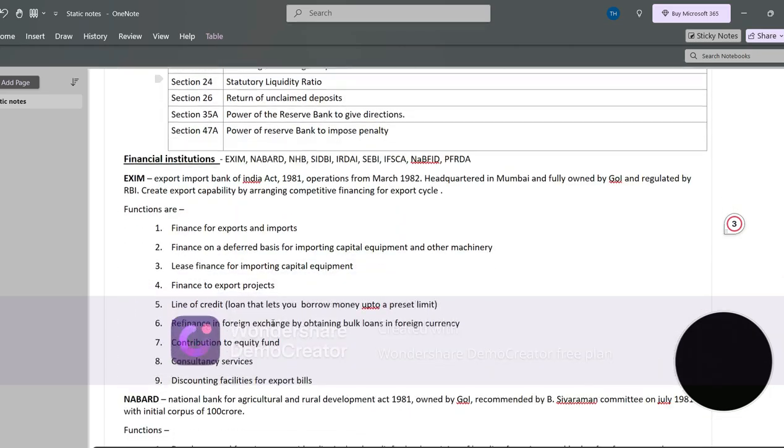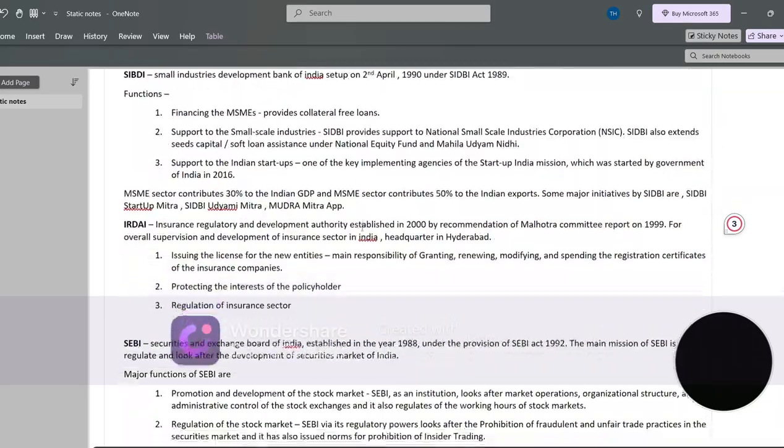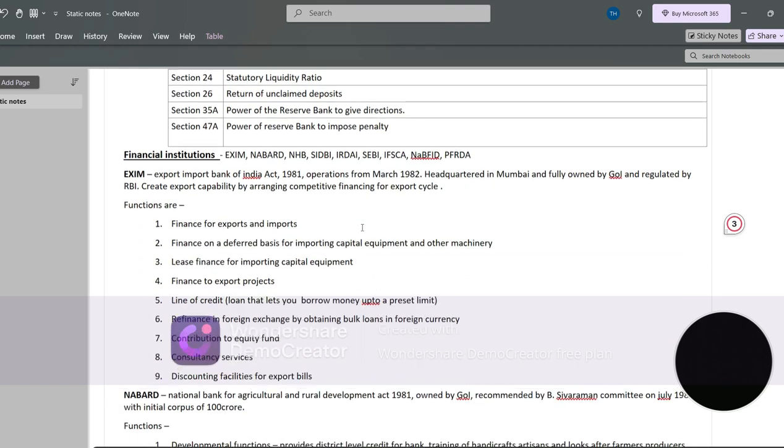Okay. Next will be financial institutions. In this, I will discuss Exim, NABARD, NHB, SEDB, IRDAI, SEBI, IFSC, and NAFED, PFRD, in a little bit of detail. That is all.